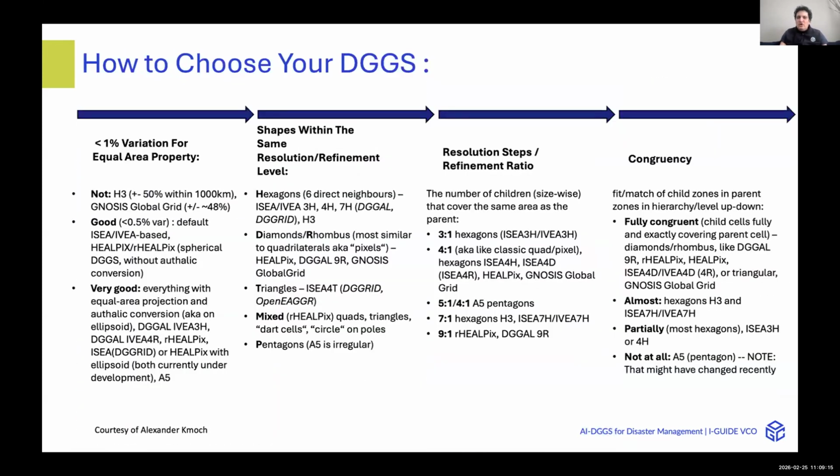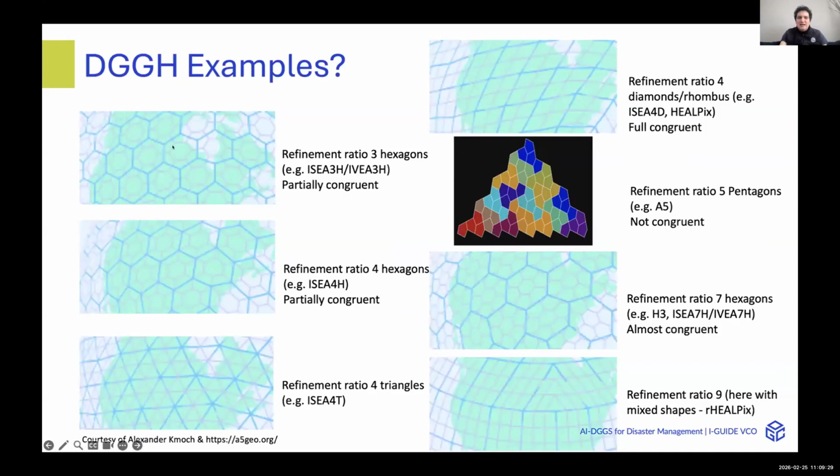Another topic that you need to know is the refinement ratio. You can see, for example, it says IVEA 3H. That 3 stands for 3:1, meaning that each parent has 3 children in it. If you add these three parts, it's going to be one child physically and another child here. So this is a 3H. It means that three hexagons can fit inside one hexagon.